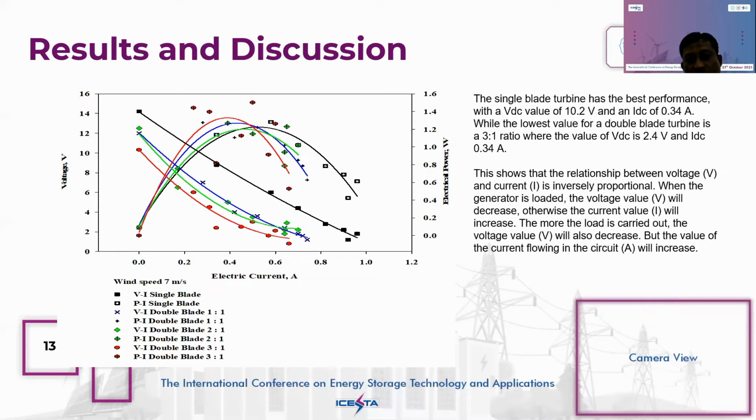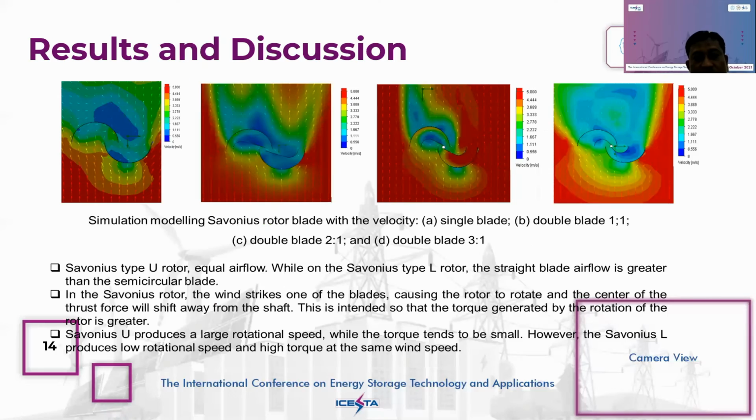When the generator is loaded 5 watt, the voltage value will decrease. Otherwise, the current value will increase. The more the load is carried, the voltage value will also decrease, but the value of the current flowing in the circuit will increase in the study of the Savonius rotor.